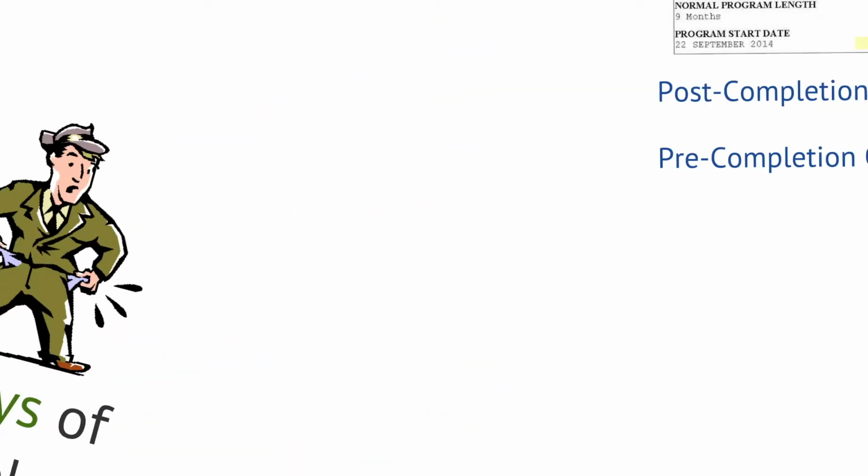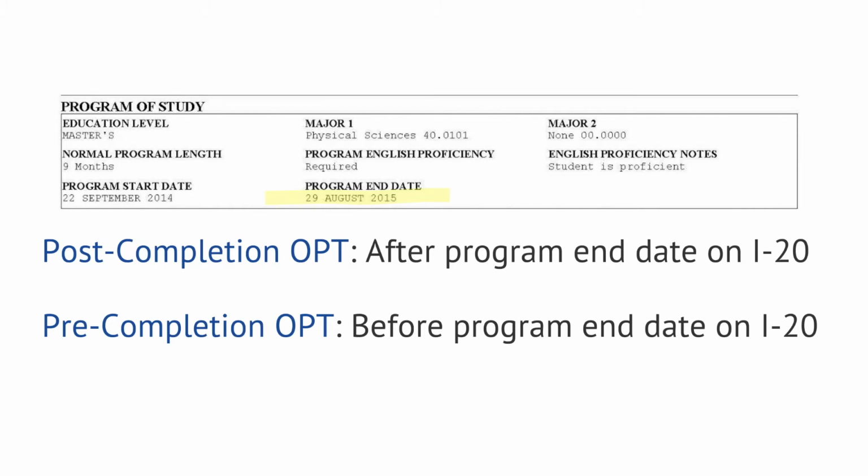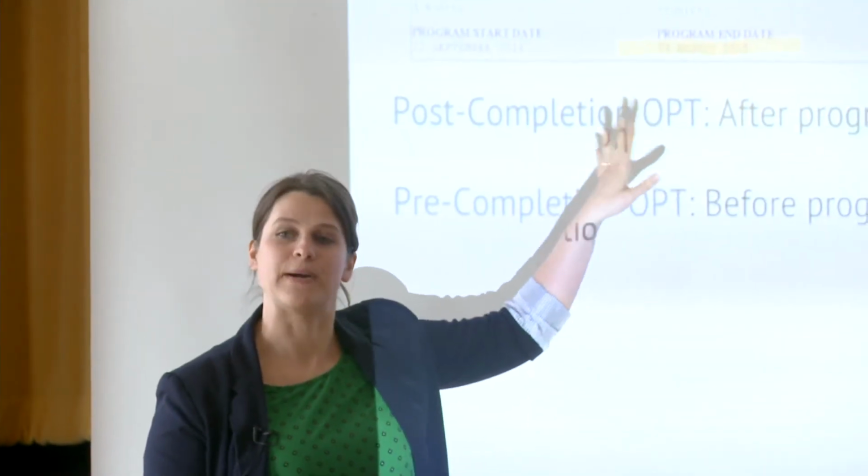There are 3 types of OPT. The 2 that we're mainly talking about today are pre-completion OPT and post-completion OPT. So the pre and post indicate that the OPT, the work authorization, is occurring either before the end of your program, so during your program, or after your program ends. And this is calculated based on your program end date on your I-20.